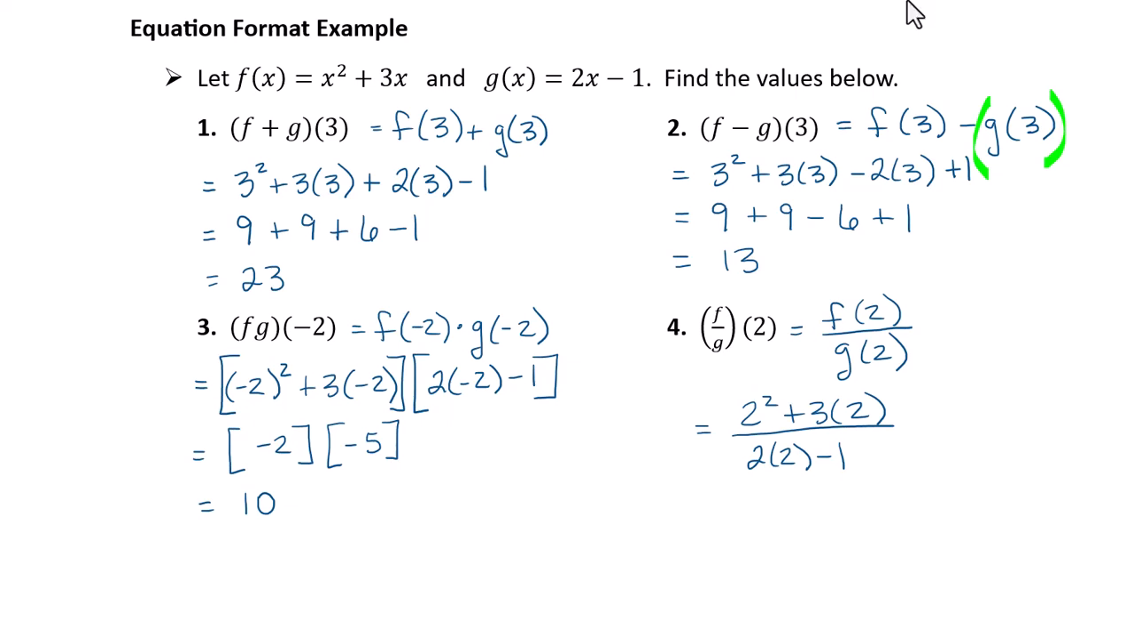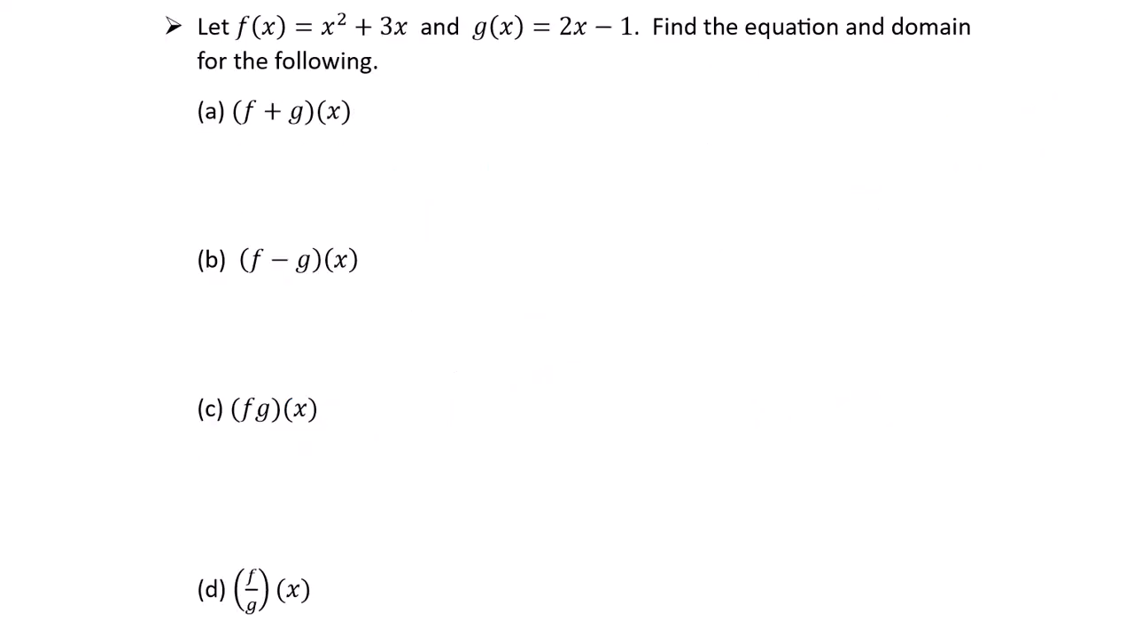Now simplify. 2 squared is 4 plus 3 times 2, which is 6. 4 plus 6 is 10. Divided by 2 times 2 is 4, minus 1 is 3, and then we have f over g of 2 is 10/3. We can use this same process to find new functions.